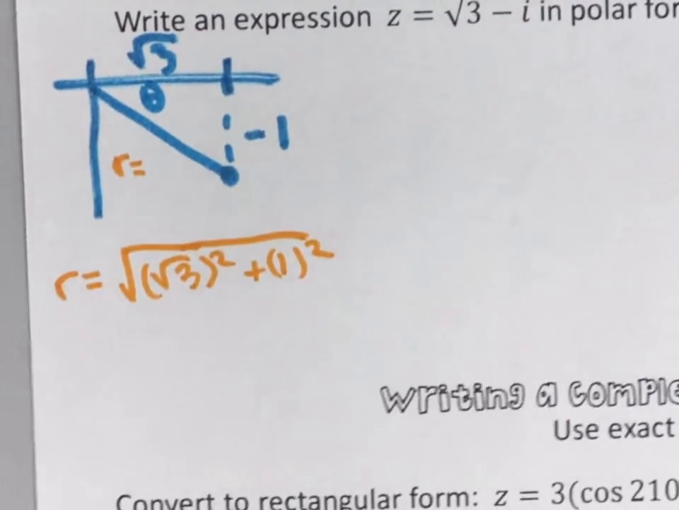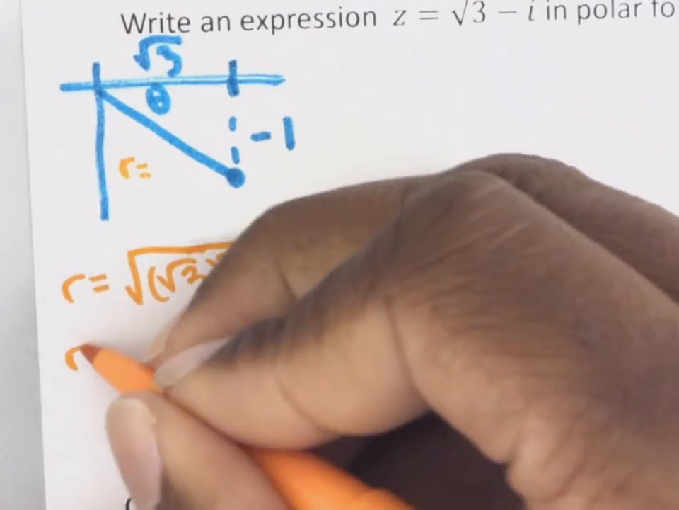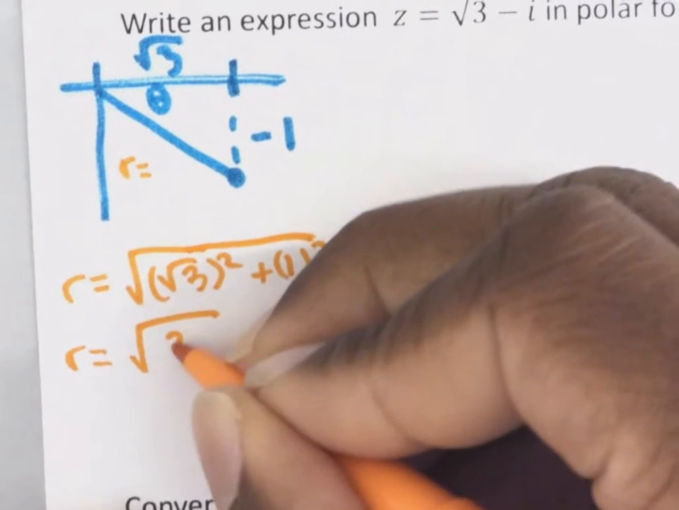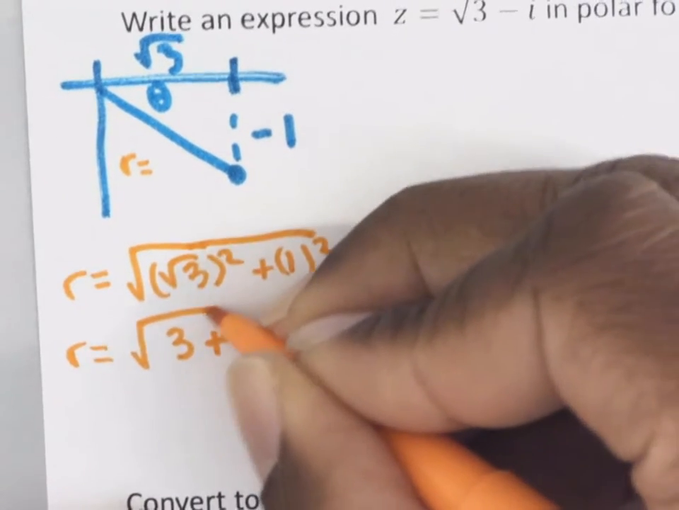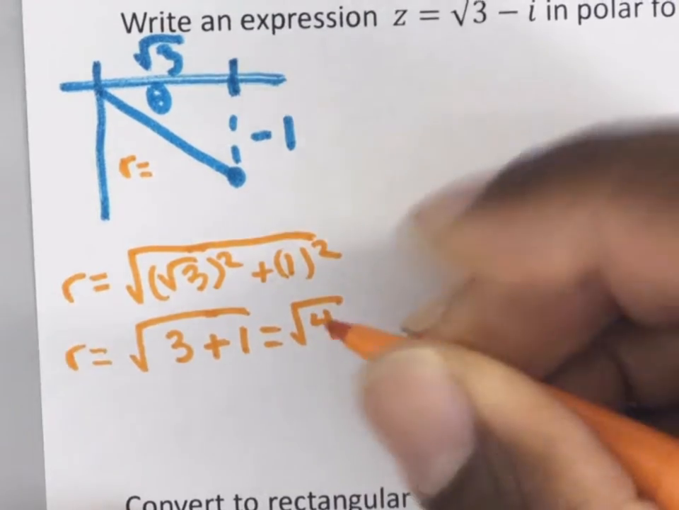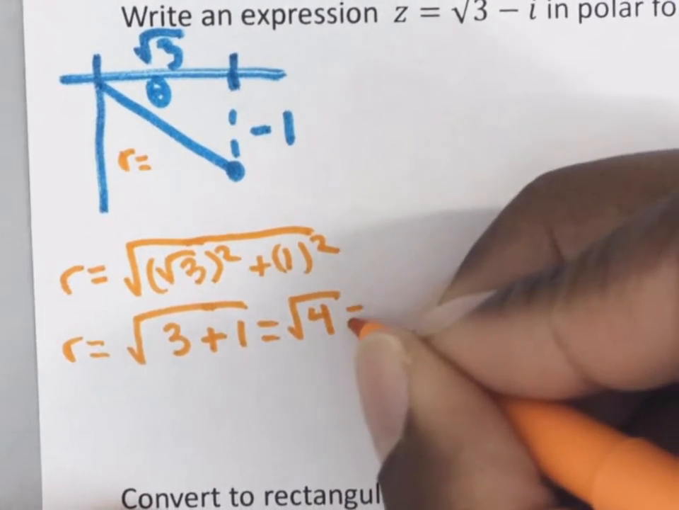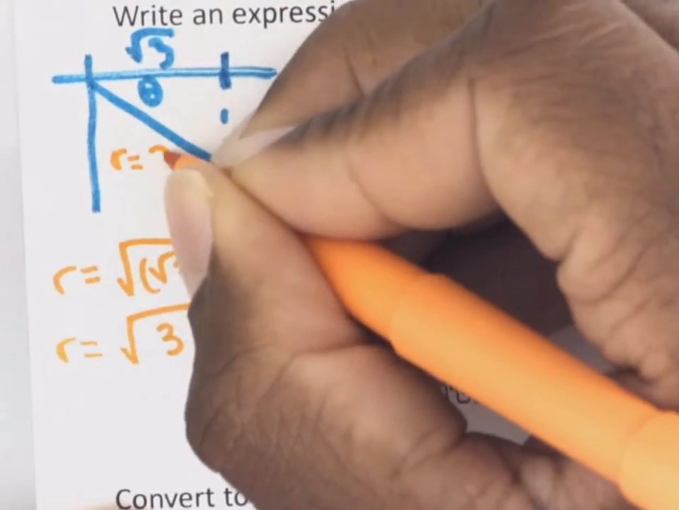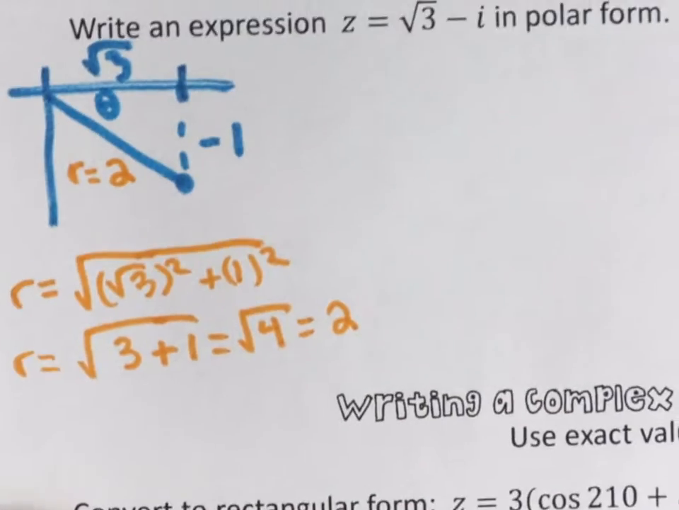Root 3 squared is 3. 1 squared is 1. 3 plus 1 is 4. Square root of 4 is 2. So R is 2.